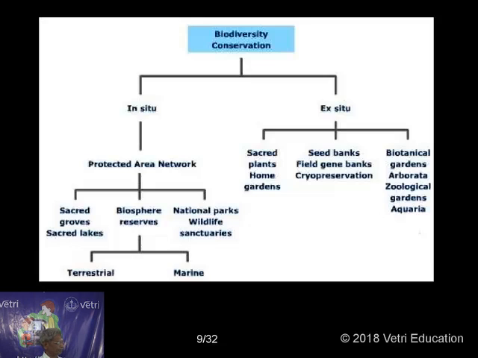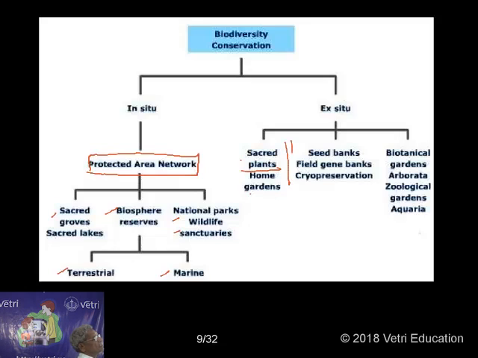Now this slide gives you a beautiful classification of in situ and ex situ conservation. See, the in situ conservation is done in a protected area network. That's very important. So that is in the form of sacred groves, biosphere reserves, national parks and wildlife sanctuaries. The biosphere reserve is also divided into terrestrial and marine. Going to ex situ conservation, sacred plants and home gardens are there. The seed banks are being maintained by us nowadays, where we keep some plants' seeds. Botanical gardens, arboreta, zoological gardens, aquaria are all present, and there we are able to do ex situ conservation of the plants.